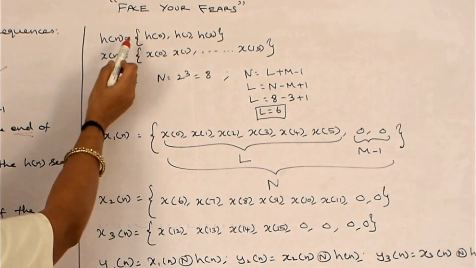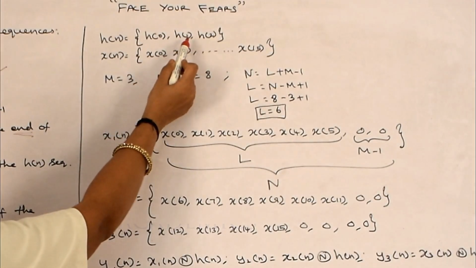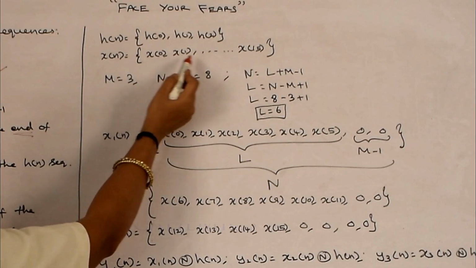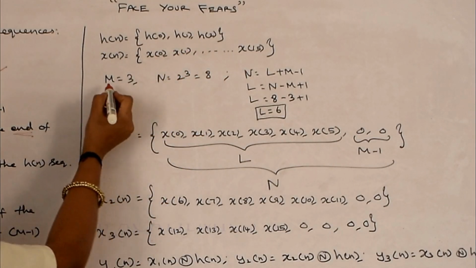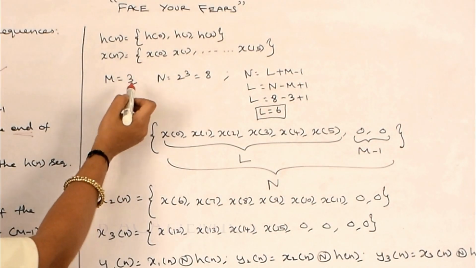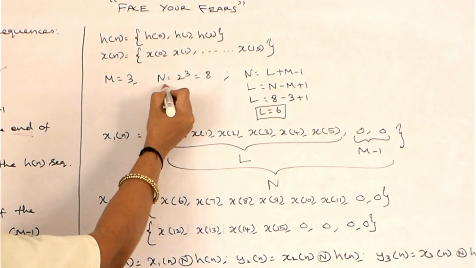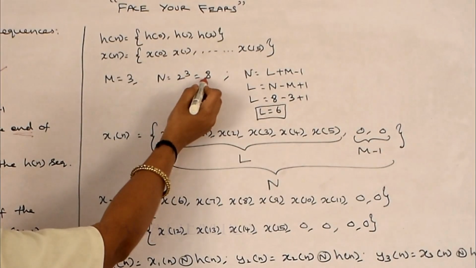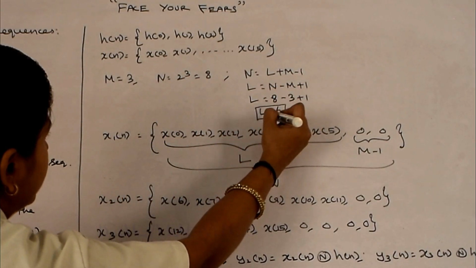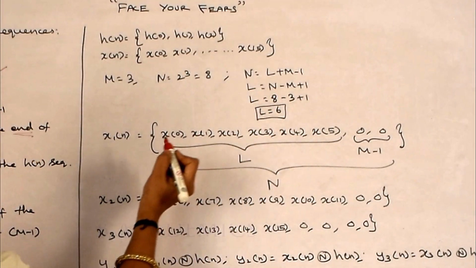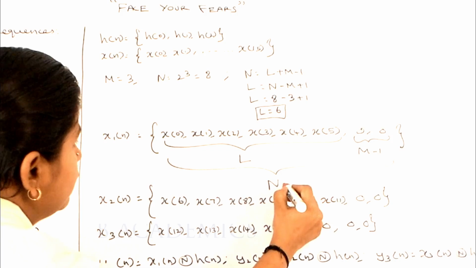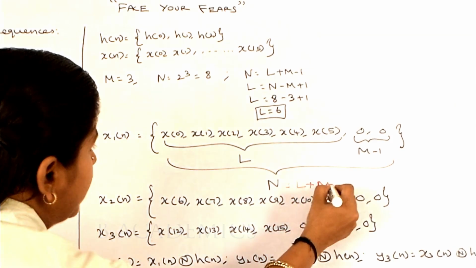Here h of n is given as h of 0, h of 1, h of 2 and x of n is given as x of 0 to x of 15. Okay, what is M? The length of the impulse response is 3. From here you are finding the length of the subblock, N is equal to 2 power 3 which is 8. By rearranging this expression I am finding the value of L which is 6.